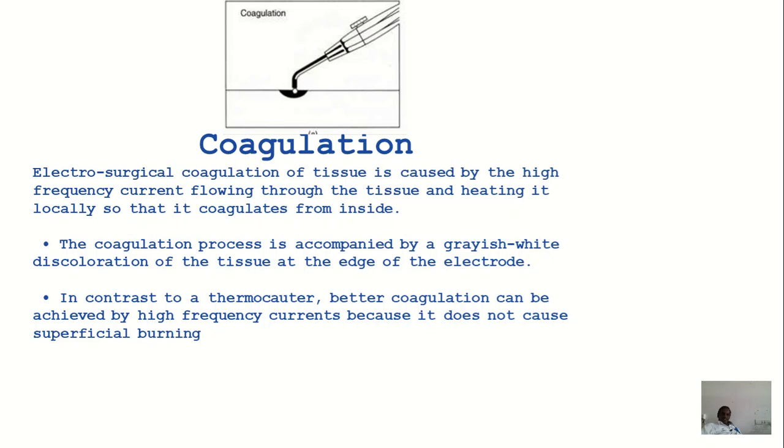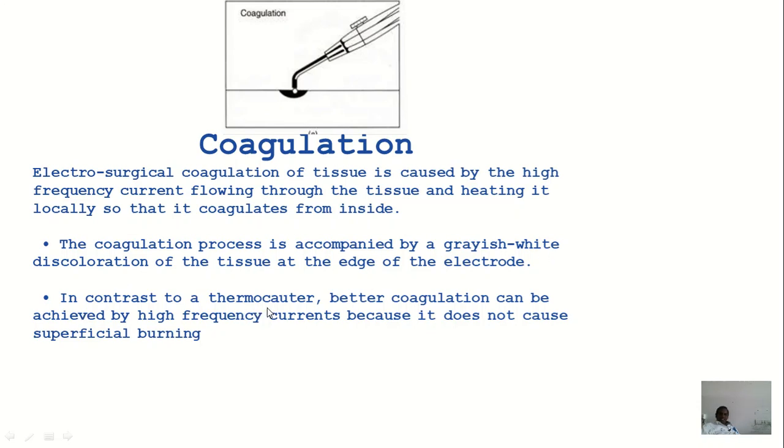Electrosurgical coagulation of tissue is caused by the high frequency current flowing through the tissue and heating it locally so that it coagulates from inside. It will be converted into a clot-like structure, or clot. That's why it is called coagulation. From the inside the tissue will be coagulated. The coagulation process is accompanied by a greyish white discolorization of the tissue at the edge of the electrode. How can we find out that coagulation is taking place? The color of the tissue changes to a greyish white discolorization.